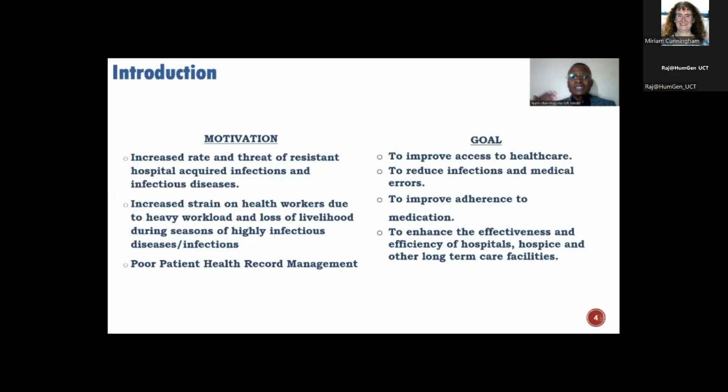This has led to a loss of livelihood during these seasons, and also poor patient health management, and especially this is endemic in African facilities. Our goal is to improve access to healthcare, reduce infections and medical errors, improve adherence to medication, and enhance the effectiveness and efficiency of hospitals and other long-term care facilities in meeting the clinical needs of inward patients.